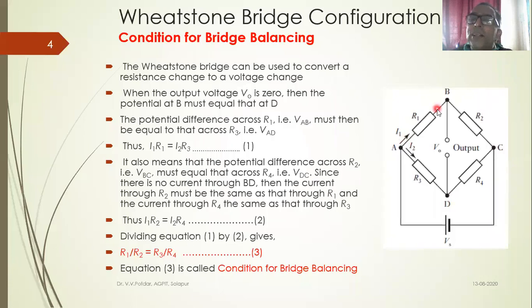According to Kirchhoff's voltage law, potential drop will be equal to I into R. So VAB is I1 into R1, and VAD is equal to I2 into R3. Since VAB is equal to VAD, that is I1 R1 is equal to I2 R3. This is my equation number 1.